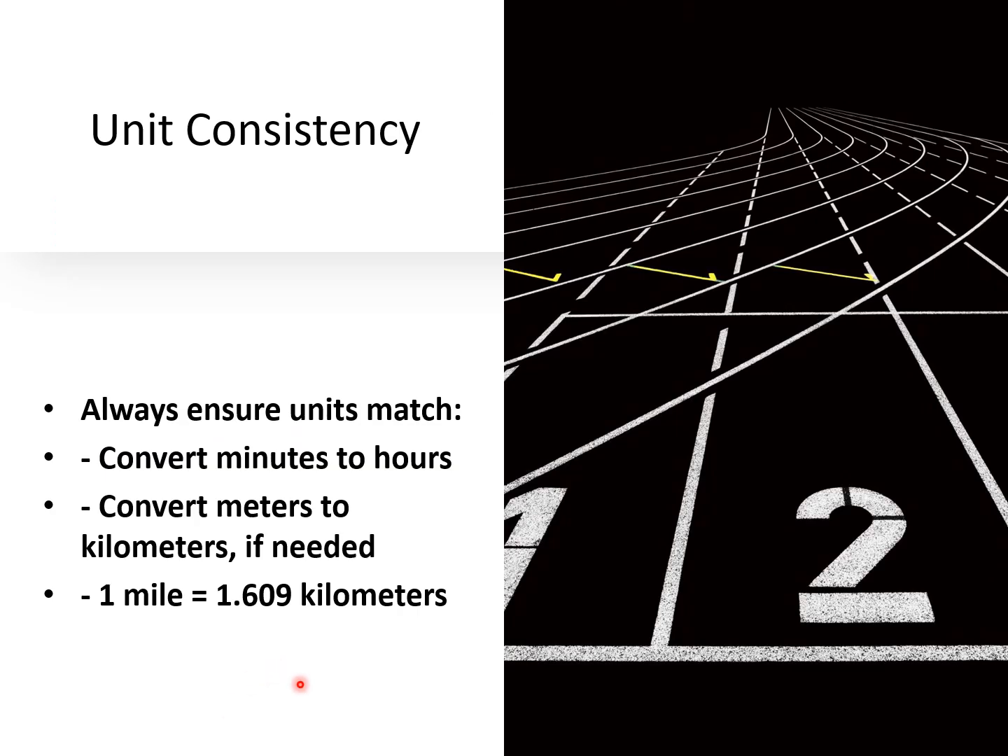One thing you'll always remember is to make your units match. Convert minutes to hours, convert meters to kilometers if needed, and then your conversion, if you're going from metric to imperial, would be 1 mile is equal to 1.609 kilometers. So it's important to be consistent with your units.